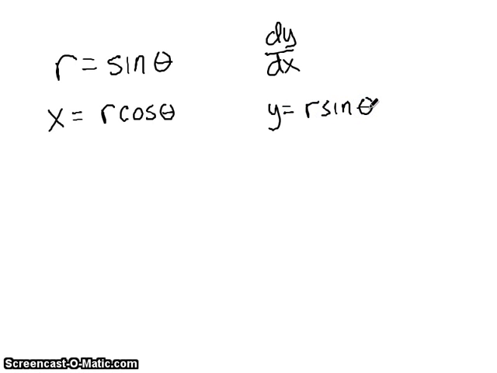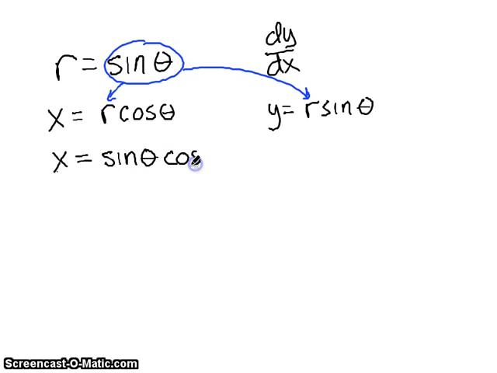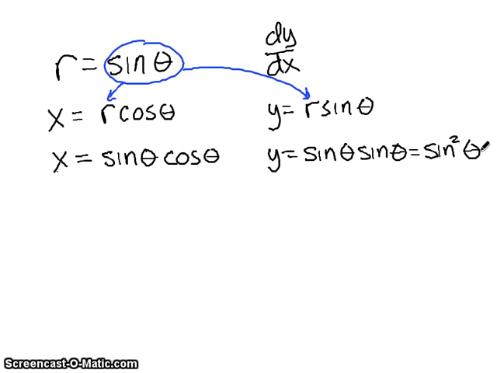Well, all we have to do first is a quick substitution. Sine of theta is r, so we want to substitute that into our parametric equations first. So x is going to be rewritten as sine of theta times cosine of theta, and y is going to be written as sine of theta times sine of theta, which is just sine squared of theta. So if we want dy dx, we need to take the derivative of x in terms of theta, and we need to take the derivative of y in terms of theta.